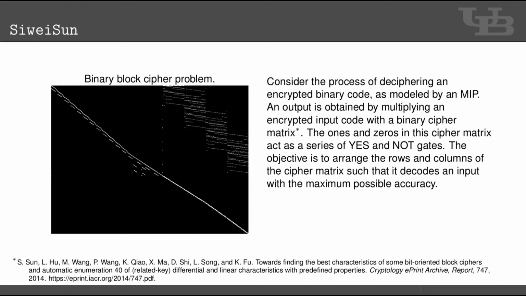To do so, the encrypted string is multiplied by a binary cipher matrix. Ones and zeros in the cipher matrix act as a series of yes and not gates. Each incorrect bit in the output string is considered a conflict. The goal is to develop a cipher matrix which deciphers an encrypted input string with the minimum number of conflicts.